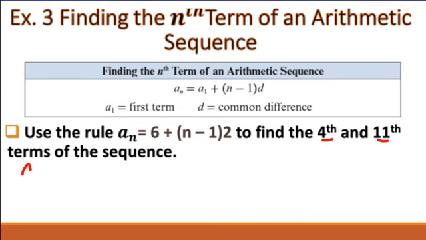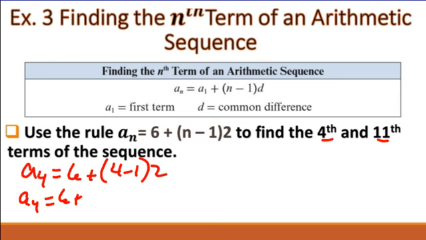So to find the fourth term, I put a 4 in for n. And then I simplify it. So the fourth term would be 6 plus 3 times 2, which is 6. So the fourth term has to equal 12.